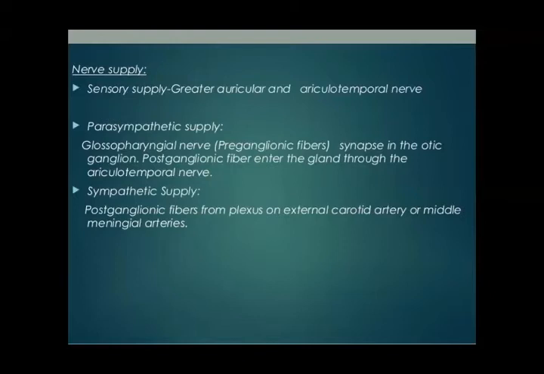Sensory supply: greater auricular and auriculotemporal nerve. Parasympathetic supply: glossopharyngeal nerve. Preganglionic fibers synapse in the otic ganglion. Postganglionic fibers enter the gland via the auriculotemporal nerve. Sympathetic supply: postganglionic fibers from the plexus on the external carotid artery or middle meningeal artery.